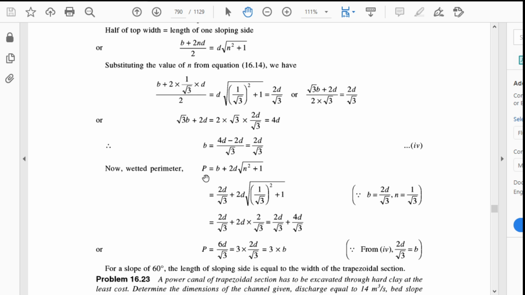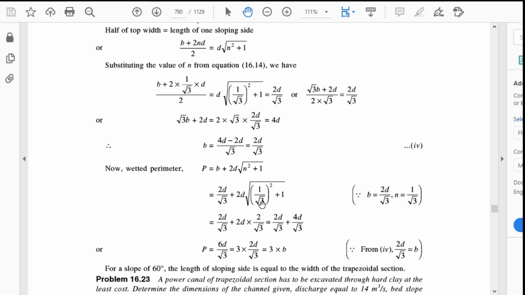You have to learn this formula by heart, that is P equals b plus 2d square root of n square plus 1. Here the n value is 1 by root 3, as this is the most economical channel section and the side slope is also the best side slope. So the value of b and the value of n is already calculated.